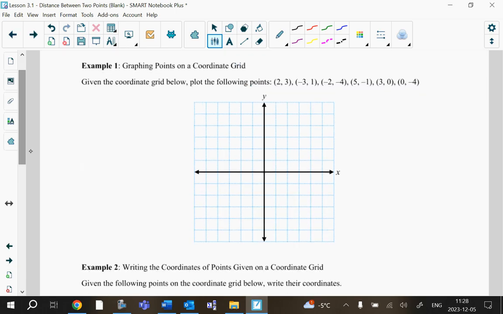So, how do we plot points? Instead of having to write all these numbers again, let's just call all of these capital letters and write the capital letters instead of the actual numbers. So if I were to ask you to put the point 2, 3 on the coordinate grid, how would you do it?